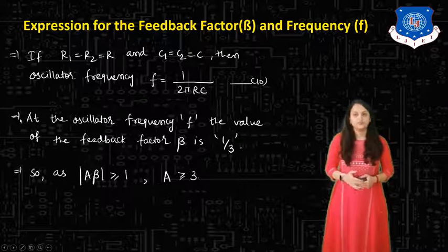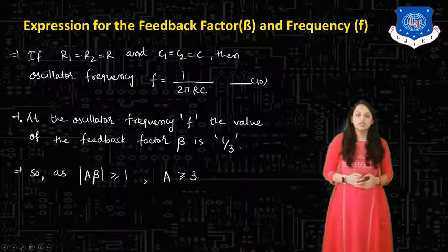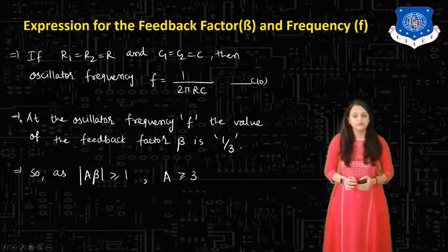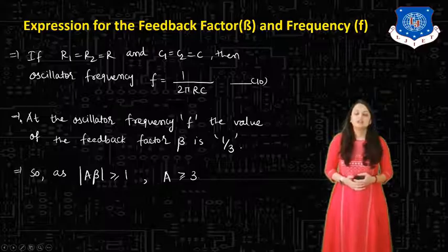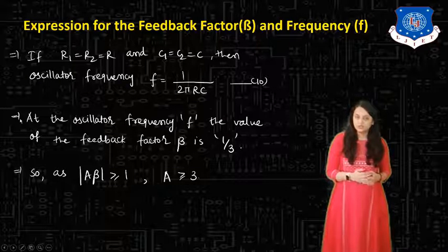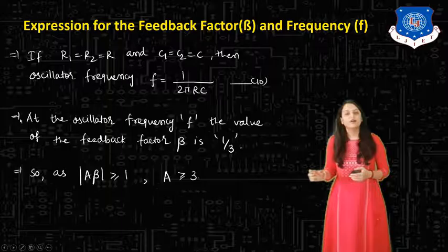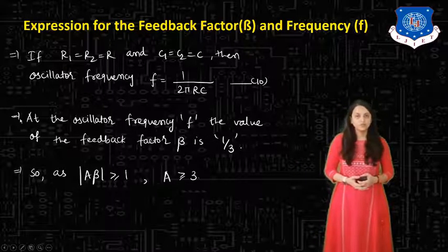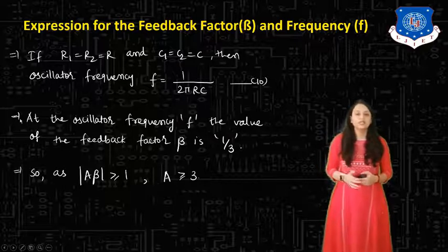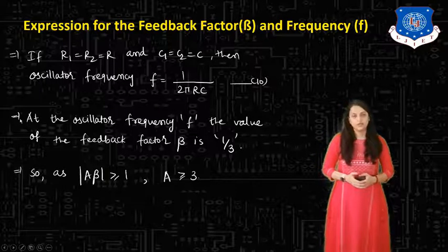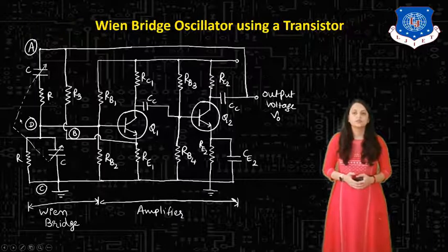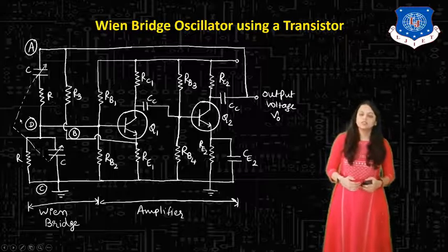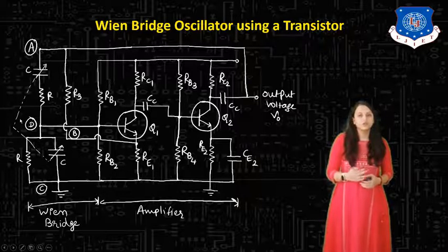Now, at the oscillator frequency f, the value of feedback factor beta is 1 by 3 for this case. So we should have A beta product greater than or equal to 1. So amplifier gain should be greater than or equal to 3 for Wien bridge oscillator. That was 29 for RC phase shift oscillator. Now let us see Wien bridge oscillator using a transistor first, then we will see using FET, and then using op-amp.